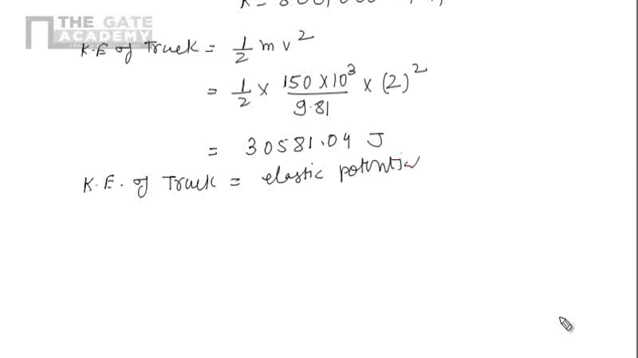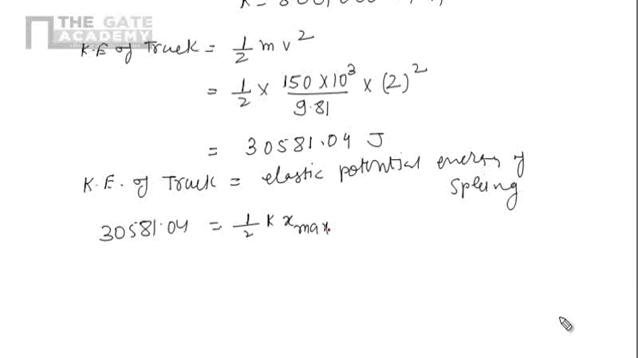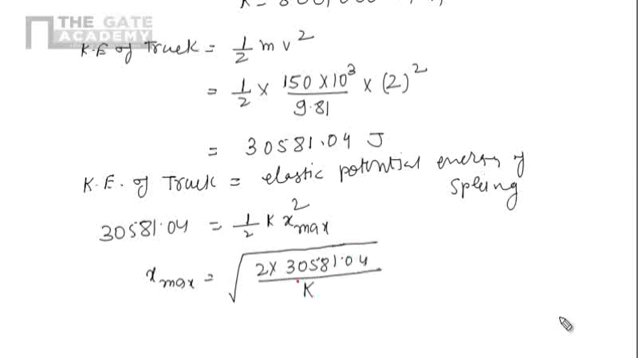So now according to the law of conservation of energy, kinetic energy of the truck equals elastic potential energy of the spring. So we can write 30581.04 equals 1/2 K times the maximum compression, that is X max. So now we can write X max equals the square root of 2 times 30581.04 divided by K. So now we have 61162 divided by K.